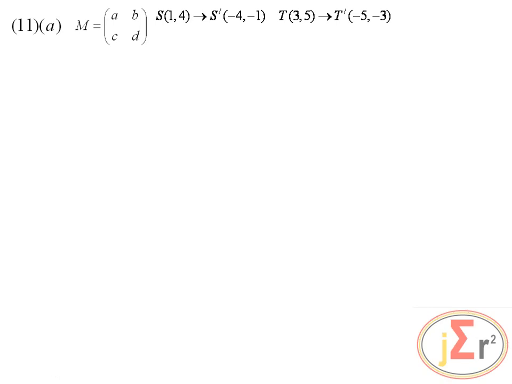Here we have a transformation represented by the matrix M, A, B, C, D. It transforms the point (1, 4) to its image (-4, -1). It also transforms the point (3, 5) to its image (-5, -3).